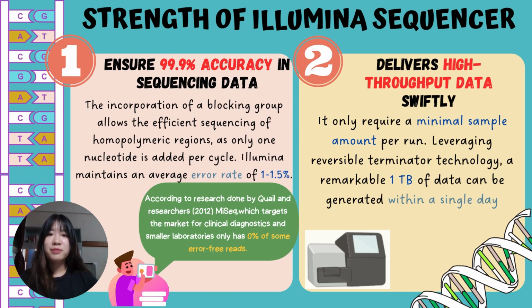The incorporation of a blocking group allows the efficient sequencing of homopolymeric regions, as only one nucleotide is added per cycle. According to research done by Quail and other researchers, MiSeq, which targets the market for clinical diagnostics and smaller laboratories, only has 0% of some error-free rates. The next strength is delivering high-throughput data swiftly, as it only requires a minimal sample amount per run.